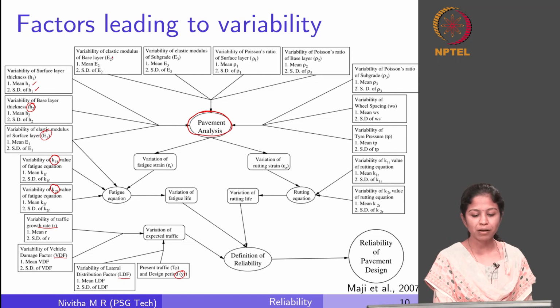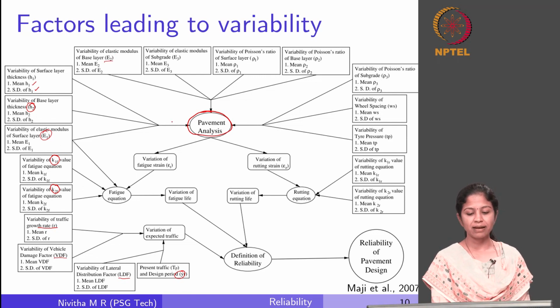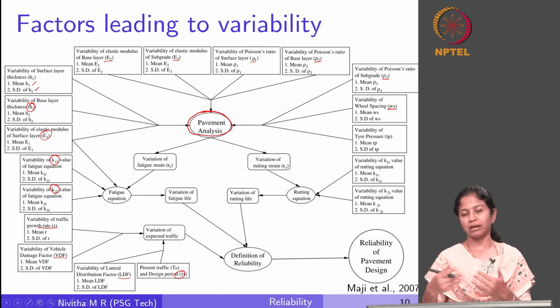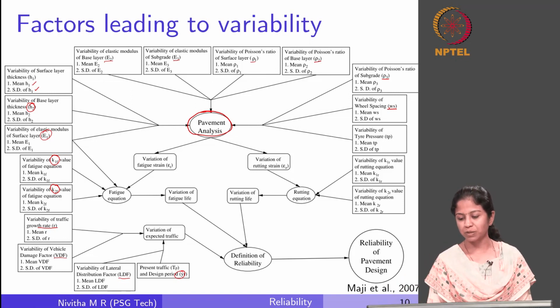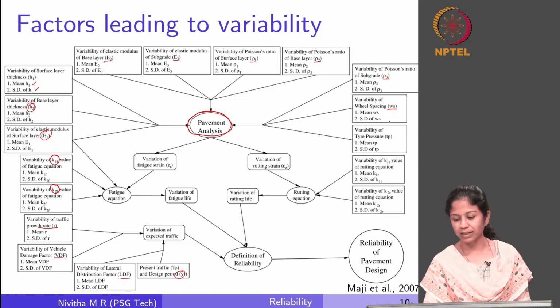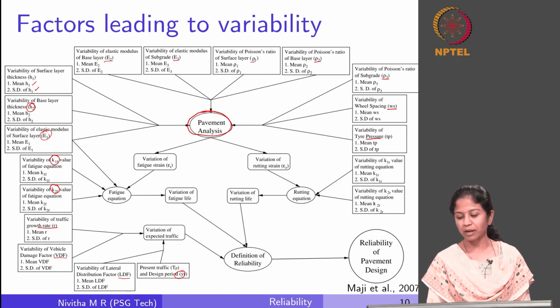And we also have variability of modulus of base layer E2, of subgrade E3, again Poisson's ratio of surface layer, Poisson's ratio of base layer, Poisson's ratio of subgrade. Then we also have the wheel spacing, right. If you take a dual axle, we have wheels. So, what is the spacing of these wheels, and even the axle spacing you can consider here, variability of tire pressure. If you use the rutting equation, then we have two constants again K1 and K2 in the rutting equation. So, what are the constants for the rutting equation, right.